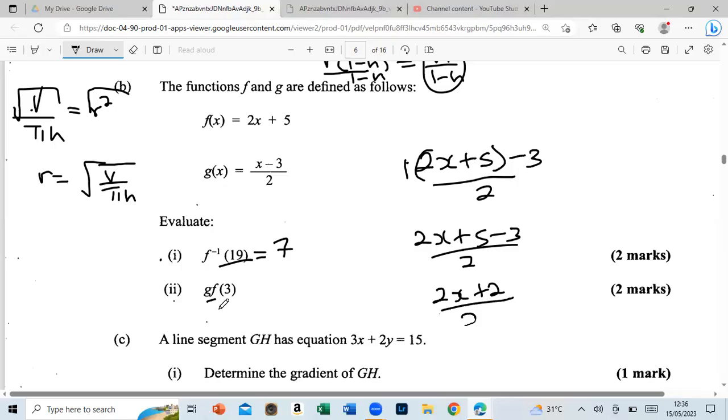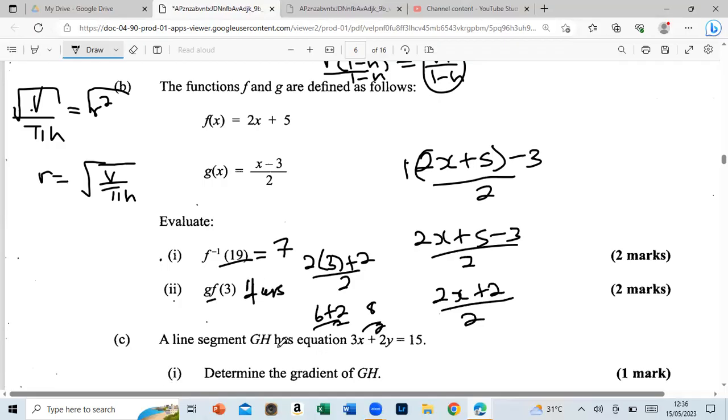And then we put 3 in it after we find g of f of x, right? So we did find that. We can put 3 now: 2 times 3 plus 2 over 2. 2 times 3 is 6, 6 plus 2 divided by 2, which would give us 8 over 2, which works out to 4. So our answer would be 4.